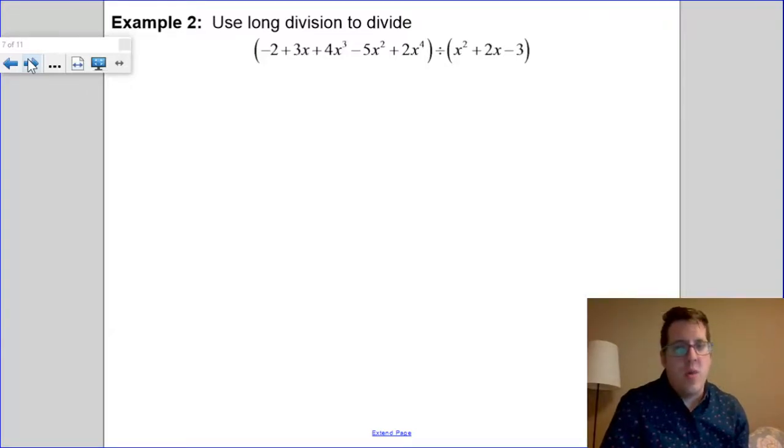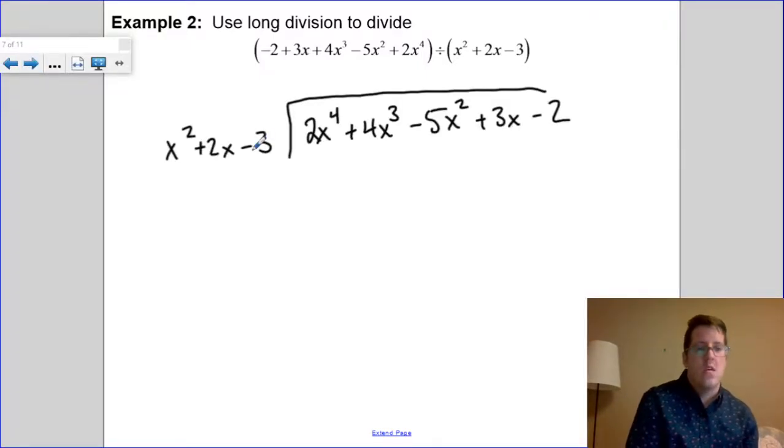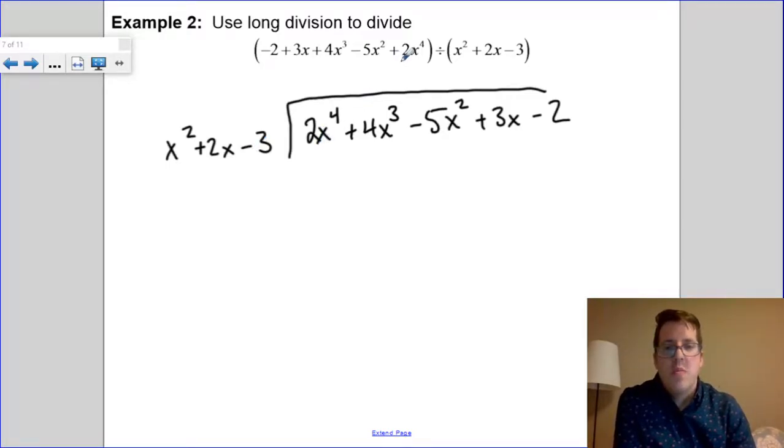On to the next problem. And before I even start, I need to write this into standard form. It's going to make my life much, much easier. So I'll pause and do that now. So I wrote out the dividend into standard form, and I made sure to keep my signs with me. So positive 2x to the fourth, positive 4x cubed, etc. Just making sure to keep those the same. And then I wrote the divisor out as well.